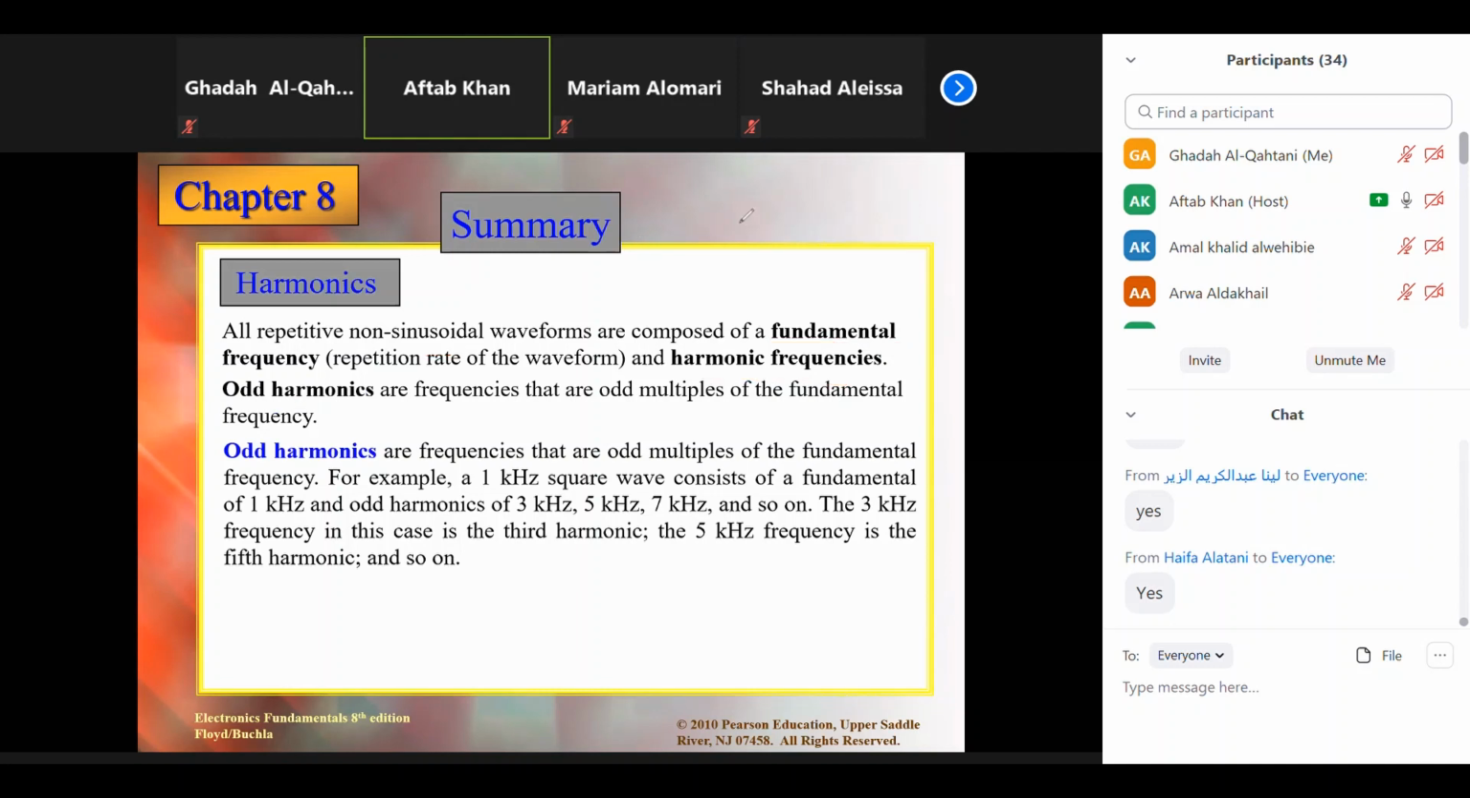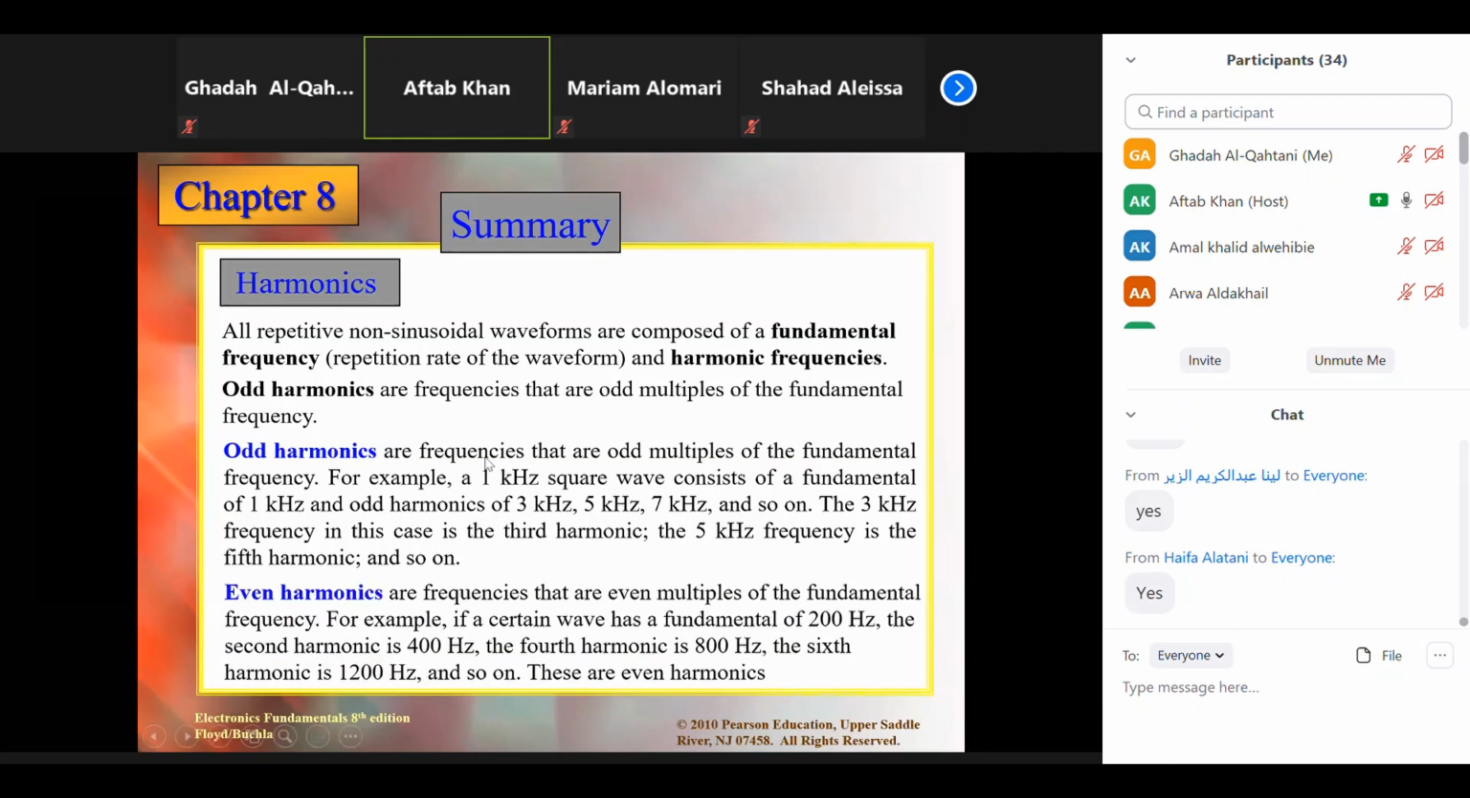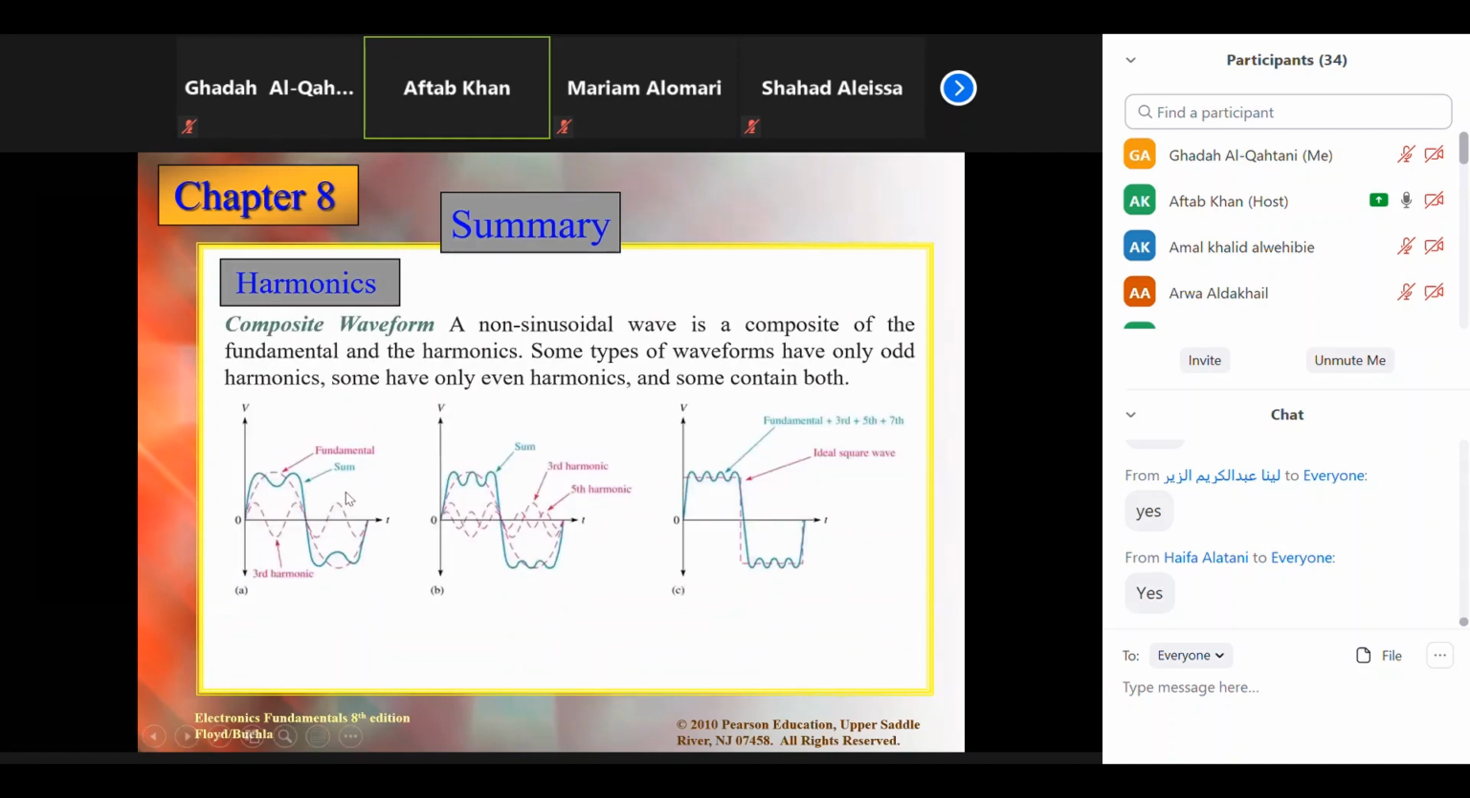So I will show you now how we can generate the square wave with the help of a sine wave. Now guys, see this picture first, the composite waveform. Here we have a sinusoidal wave, which is a composite of the fundamental and harmonics. Where is the fundamental? You can see here, this dotted one is the fundamental. Focus here. Now, what else do we have? We have the third harmonic.